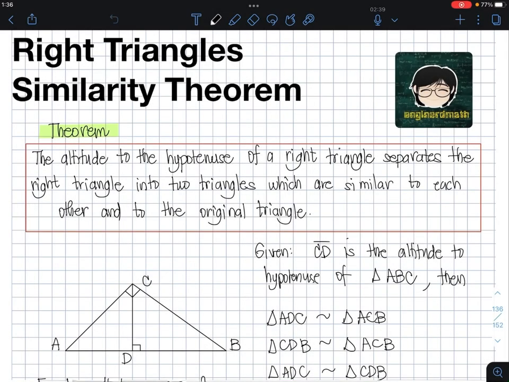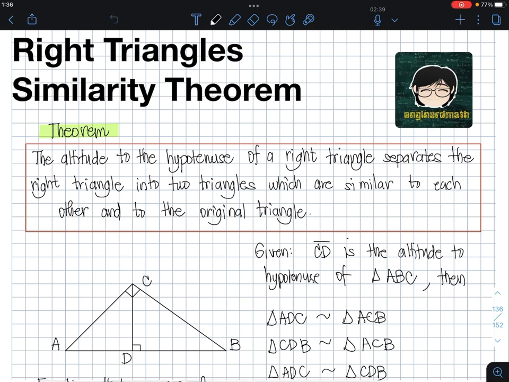Okay, so this time ituturo ko naman sa inyo yung right triangle similarity theorem. So part pa rin ito ng series of videos natin for similar triangles. So pwede nyo ring panoorin yung previous video ko about similar triangles. Okay? So ano ba yung right triangle similarity theorem na i-discuss natin?